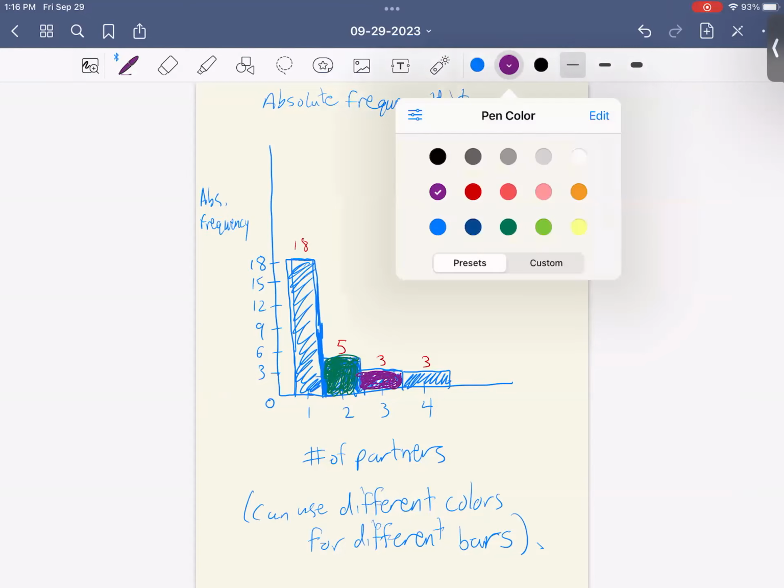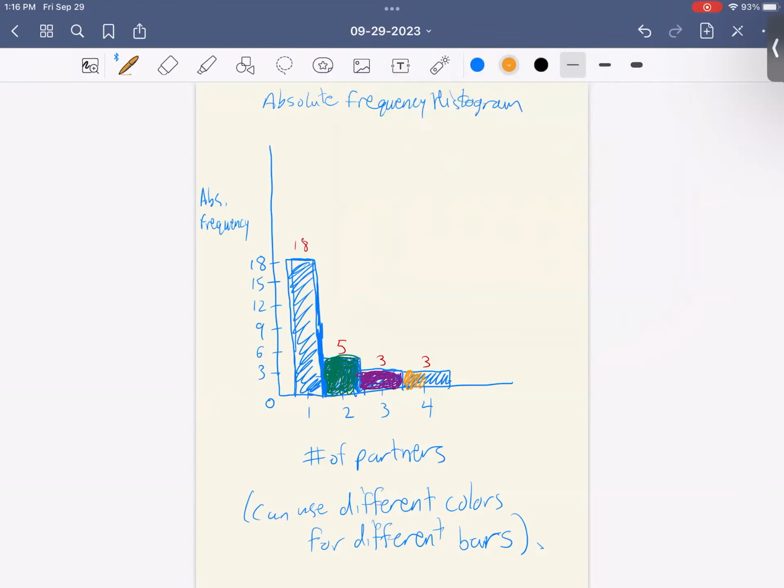And I could make the last bar, I don't know, orange if I wanted to. That can be nice. That can also help your graph. So yeah, the big difference between a histogram and a bar graph is that the histogram has a numerical axis down here instead of just a bunch of categories. That's the big difference.